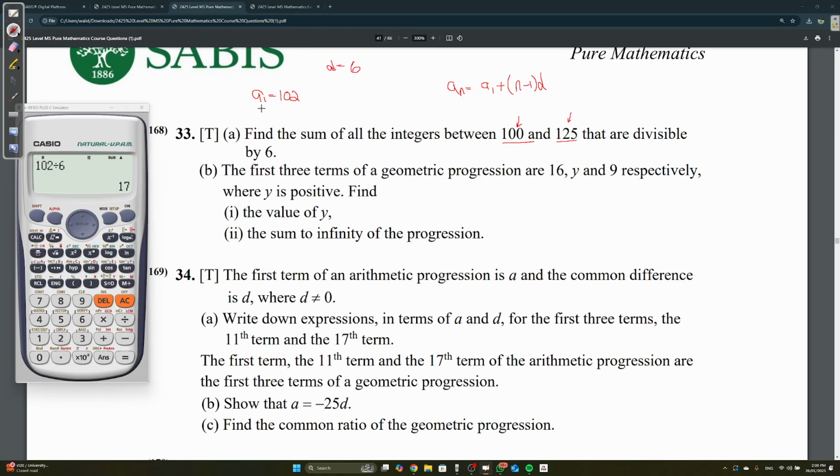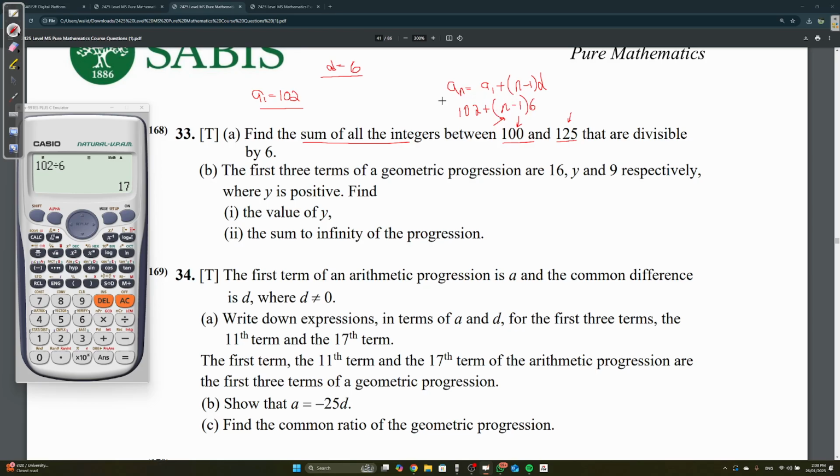What do we know about our sequence? We know a1 is 102 and d is equal to 6, right? So an is 102 plus n minus 1 times 6. We don't know what n is. What are our bounds? We need to know, because now we're looking for the sum. Sum of how many numbers? This is why I'm trying to find n.